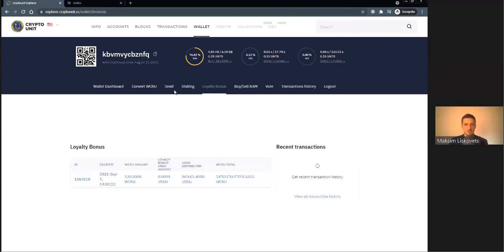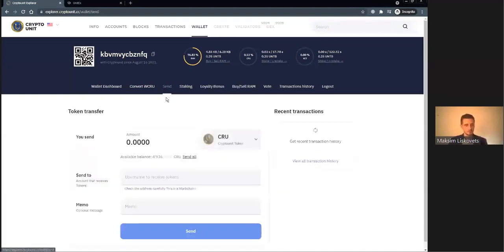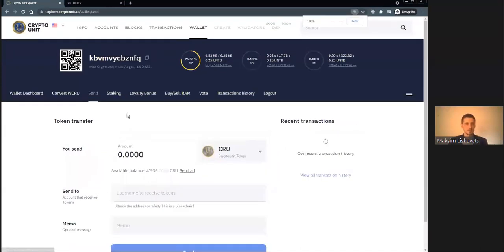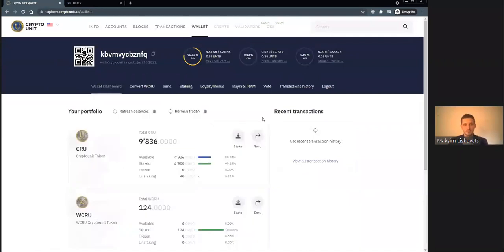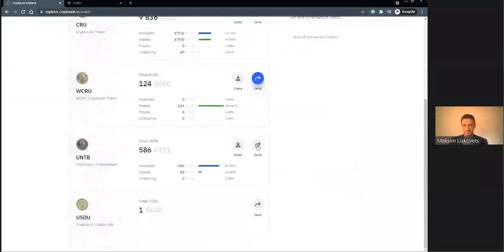So the next thing that we're going to discuss is sending tokens to other users. As you can see over here, the menu goes in this order, but I changed the order for me to have it more logical. You see, this button send is here. When I click on the button send, you go to the token transfer page where you can move tokens to other wallets or the exchange. And the button is quite similar.